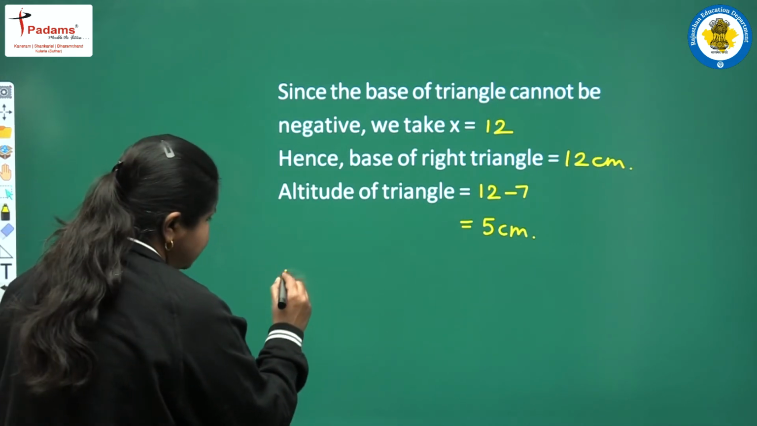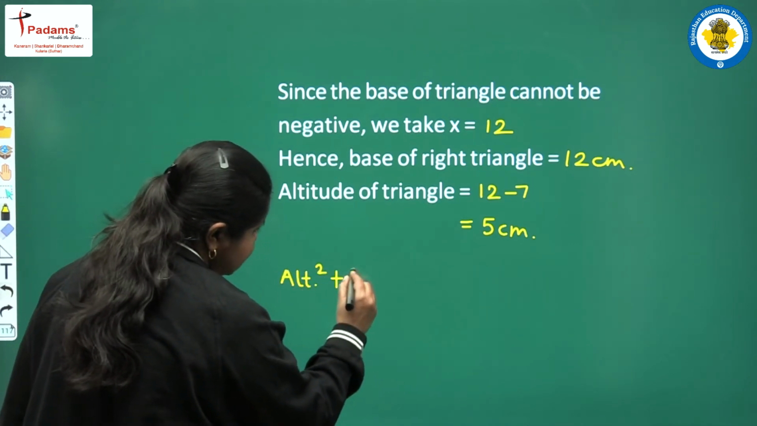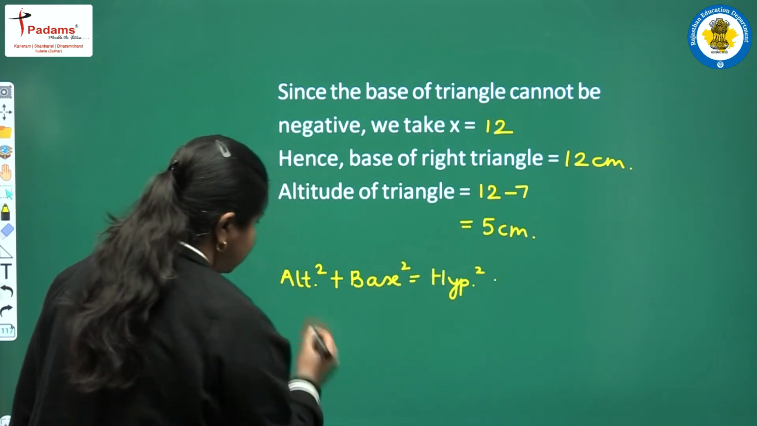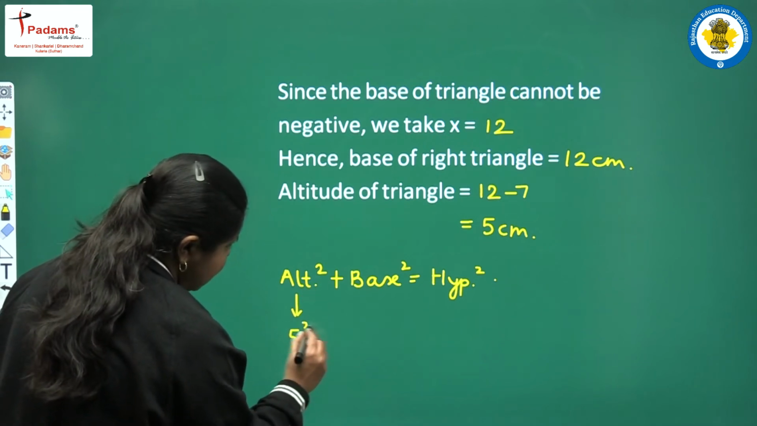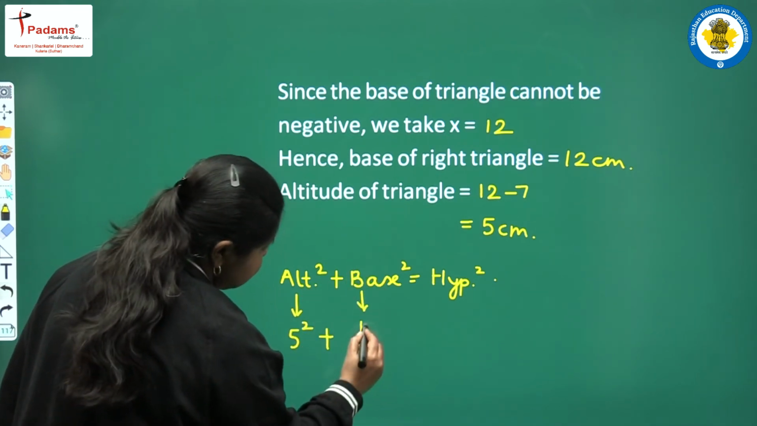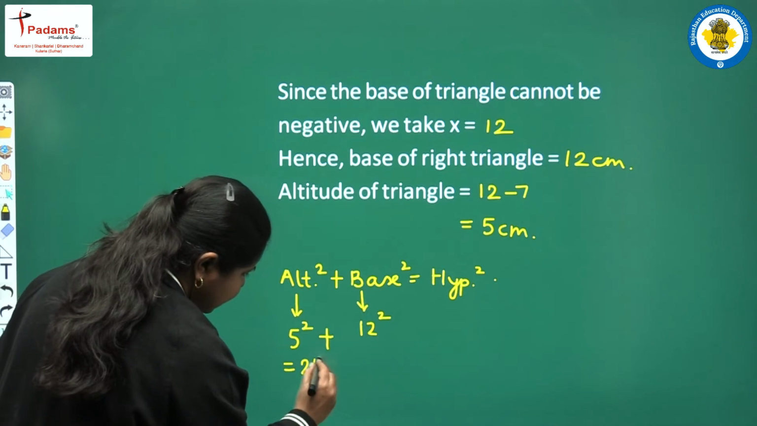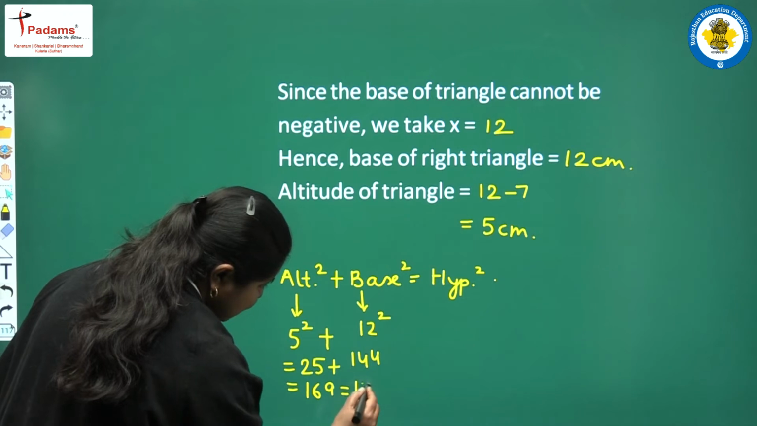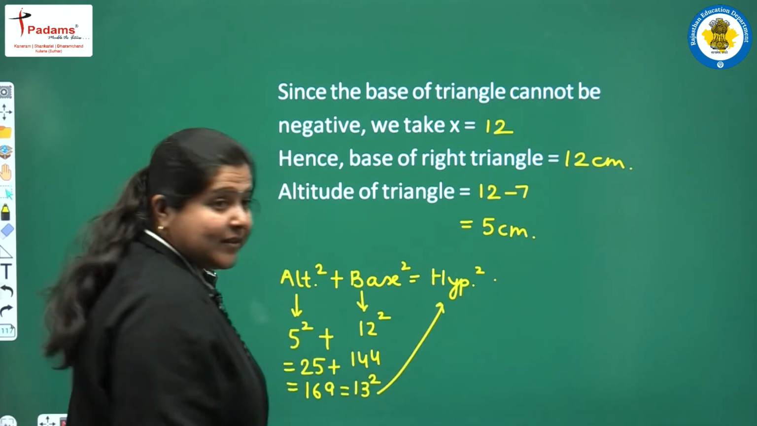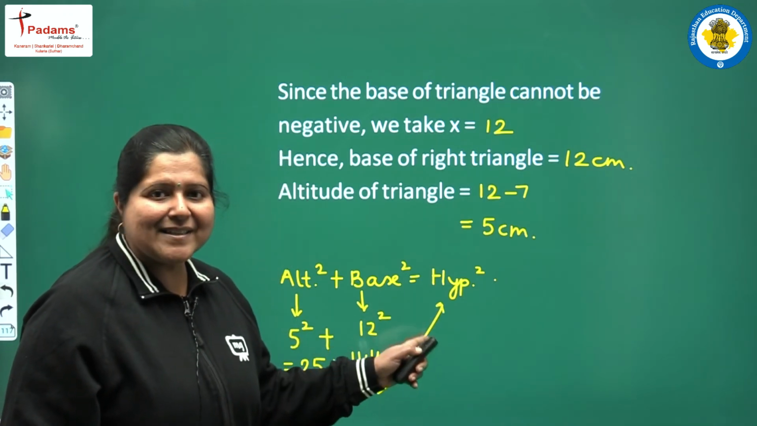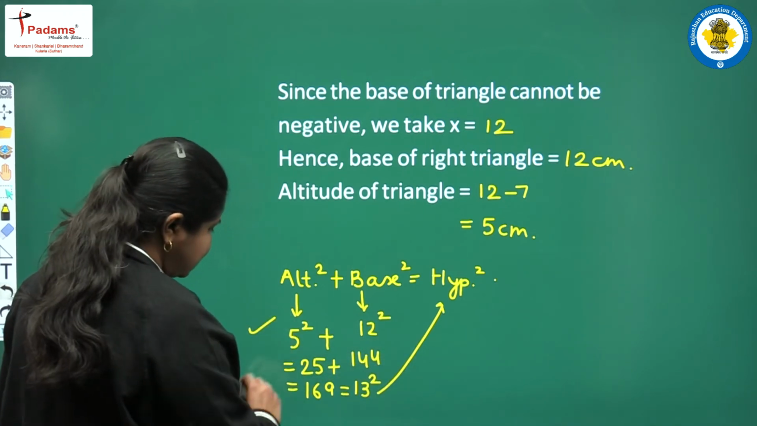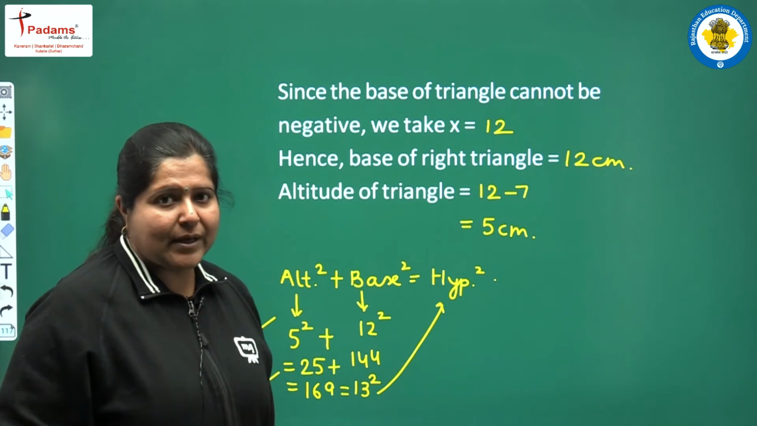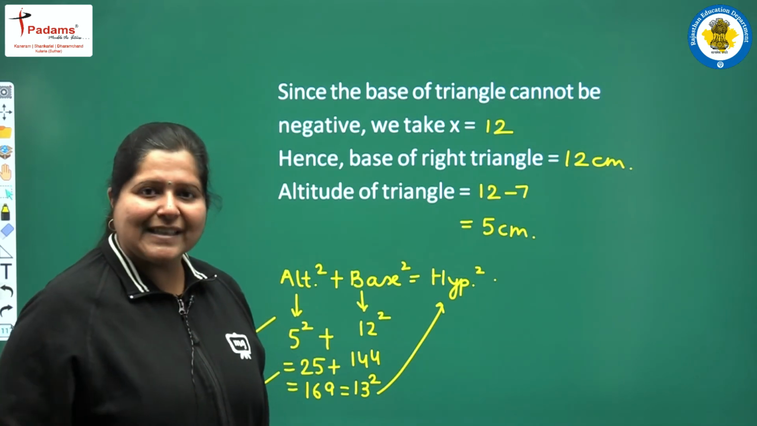We know that altitude square plus base square, it should be equal to hypotenuse square. Altitude is 5 square and base is 12 square. Let us see what we get. It is 25 plus 144 and this is equal to 169 and this is equal to 13 square, which is the hypotenuse square. The hypotenuse is 13 centimeters given in the question. तो क्योंकि हमारी कंडीशन सेटिस्फाई हो रही है इसलिए हमारा आंसर बिल्कुल सही है. ओके, so always you can verify your answer by placing these values in the conditions given in the question.